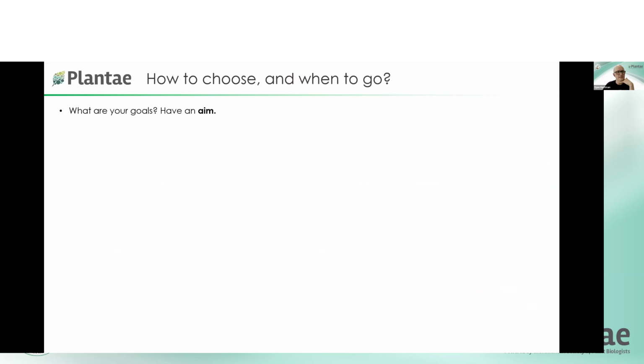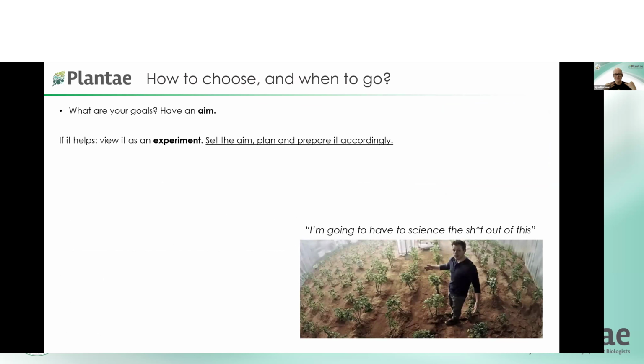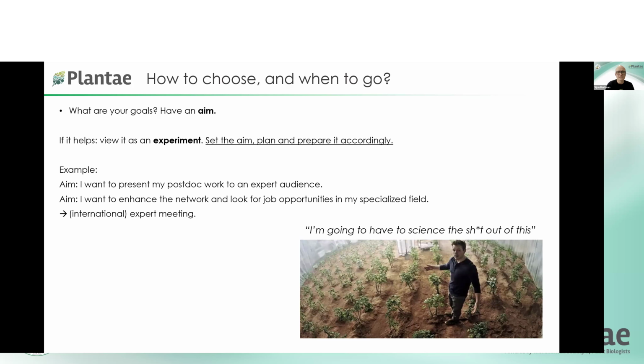So how do you choose and when to go? That was the second part. And for me, that all depends on what you want to get out of it. And I think if you want to go to a conference, it doesn't have to be so difficult, but sometimes you have a specific goal and you should be ready and think about this. So have an aim. And if it helps you, see it as an experiment. If you have an experiment, you have an aim. And how do you get there, right? You cannot do a good experiment if you don't know the aim, right? So design it as such, plan it and prepare it accordingly. And as an example, I just want to really present my postdoc work to an expert audience.